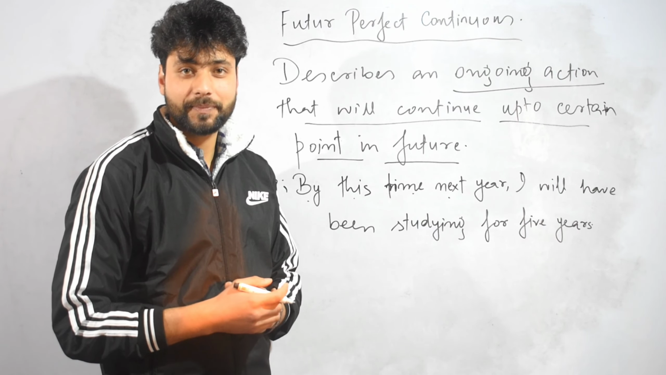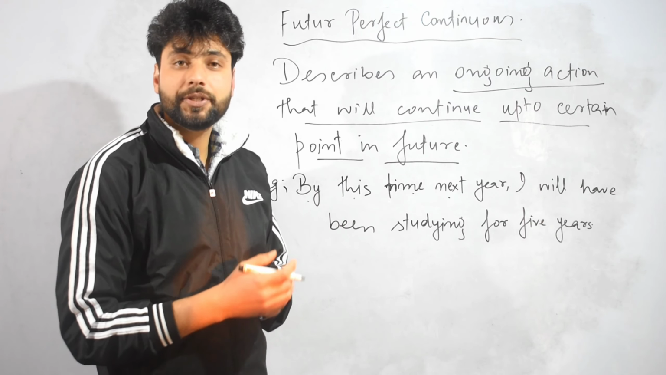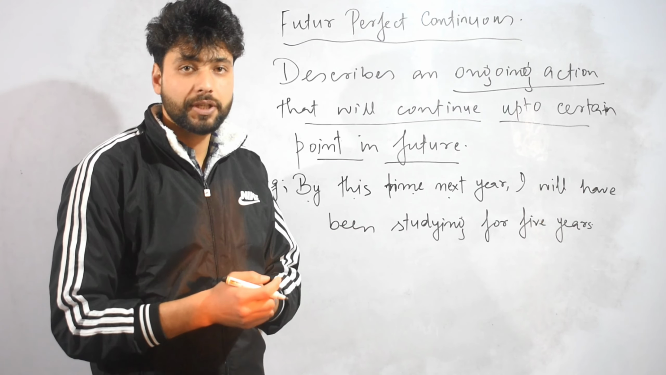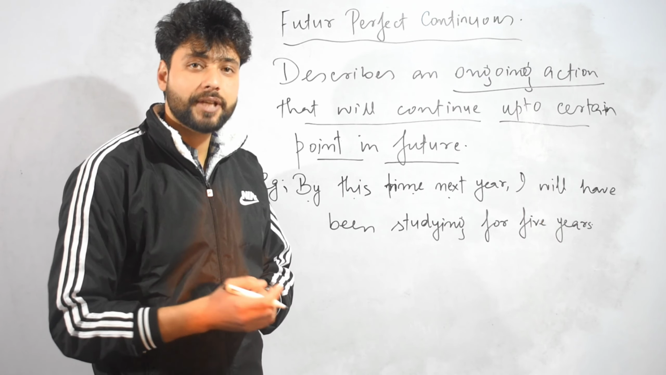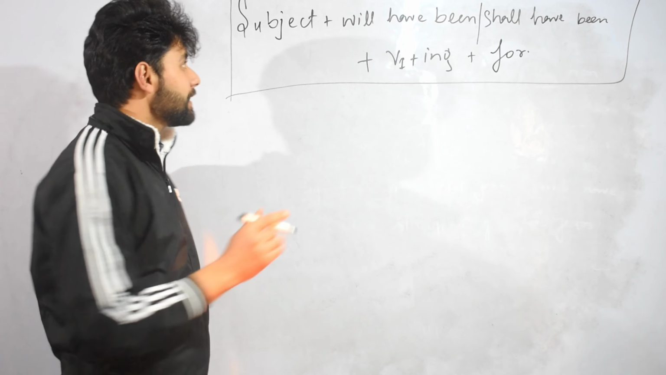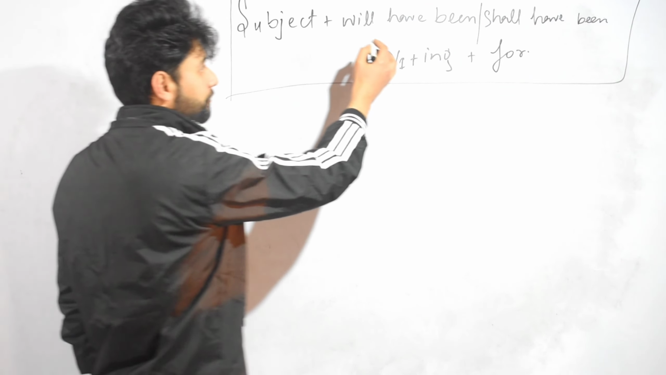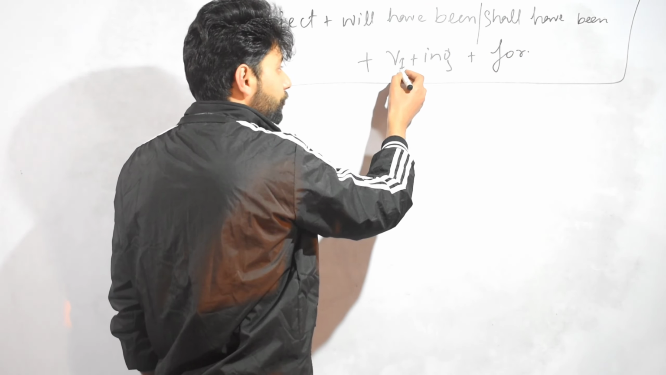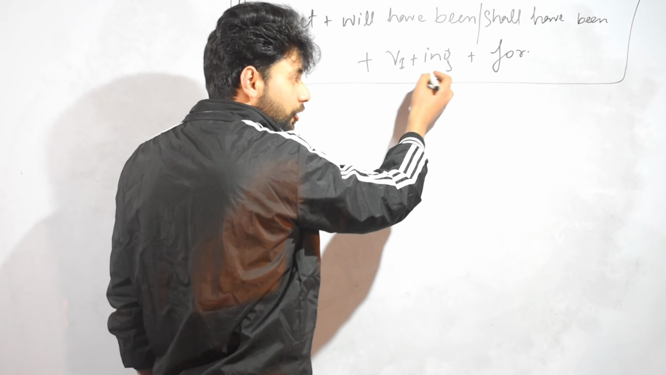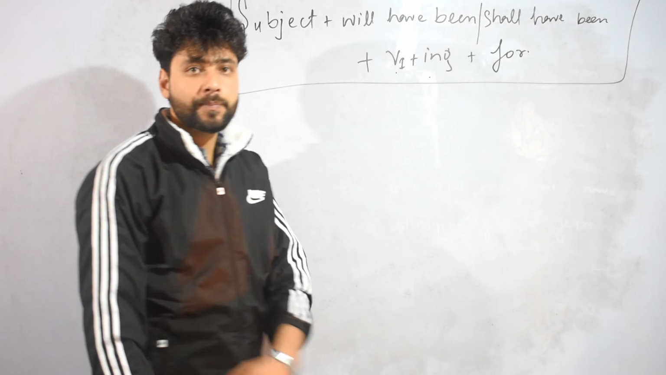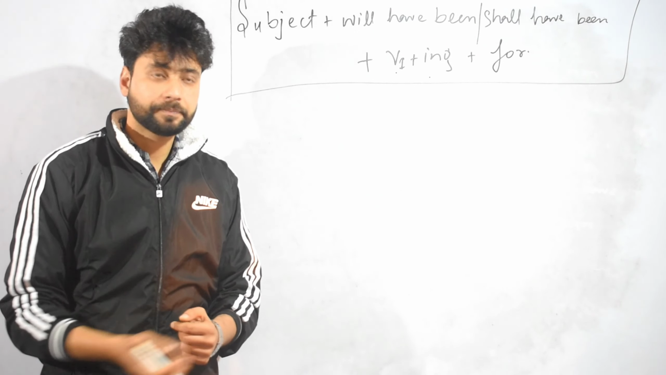This is the concept. Let me provide you the format of future perfect continuous tense so that you can understand it very easily. The format is subject plus will have been or shall have been plus main verb plus ing plus periods of time.